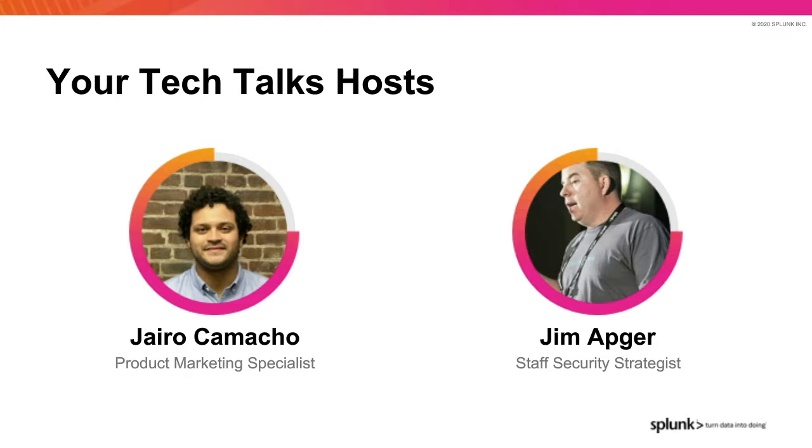I'm Jim Apker, one of Splunk's global security strategists. I've been here for 6 years, involved in all things security, and for the past 3 years, have been the creator and chief evangelist for a concept that I call risk-based alerting.